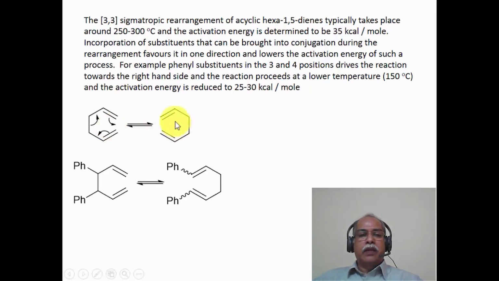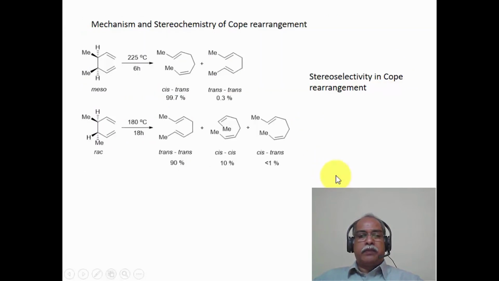Of course, one cannot figure out whether this reaction is taking place or not without proper deuterium substituents or something in the position to indicate the rearrangement has taken place. Otherwise, this is a degenerate rearrangement, where the starting material is non-distinguishable from the product, which is what is depicted in this equation. Now, the mechanism and the stereochemistry of Cope rearrangement is illustrated in these two examples.